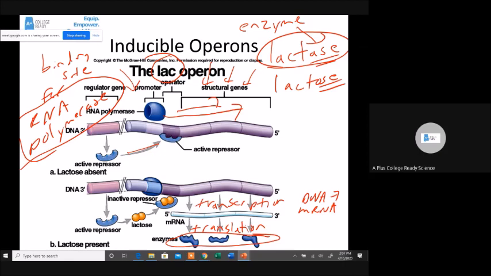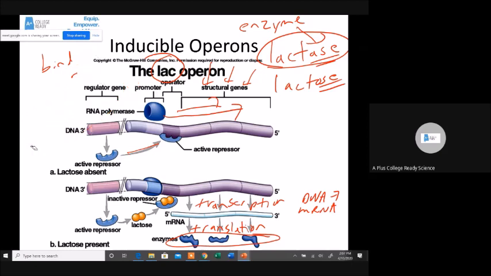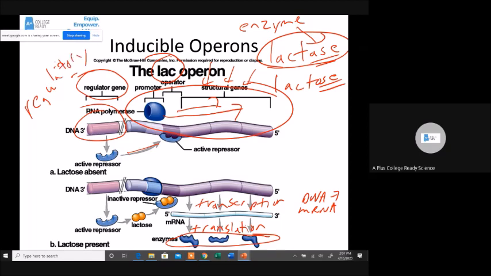Now, somewhere else in the DNA, and we see that here, it may be a site nearby these other parts. It may be a site in another part of the bacterial chromosome, but there's a gene somewhere else called the regulator gene. Sometimes you'll hear them called regulatory genes. You might even hear them called repressor genes. These are the genes that code for the actual repressor protein.